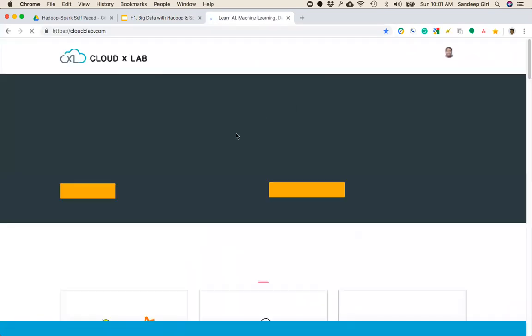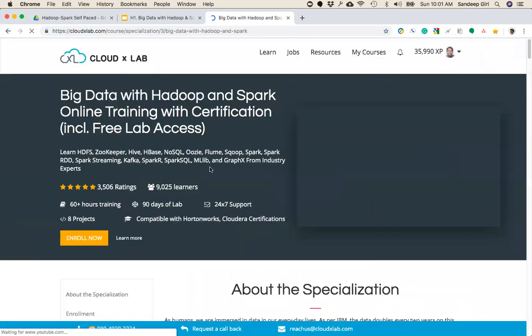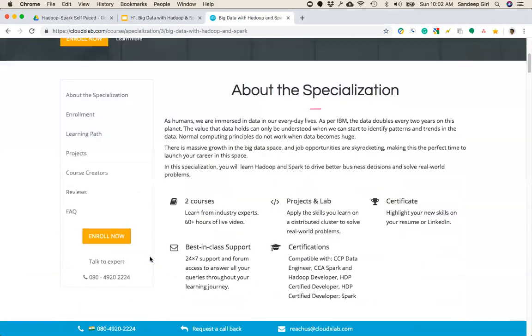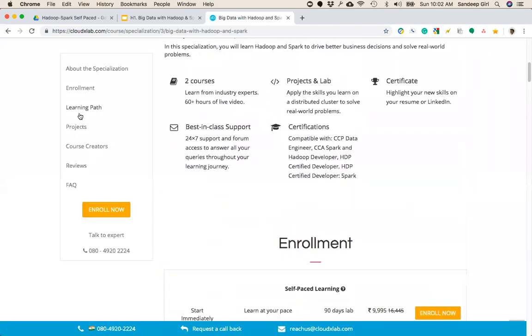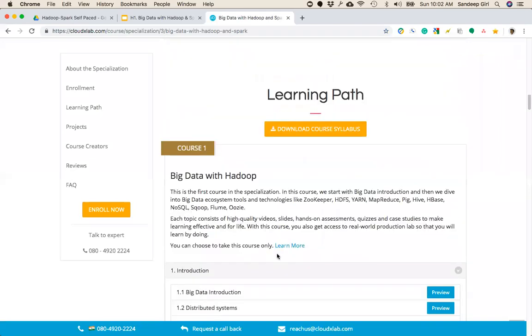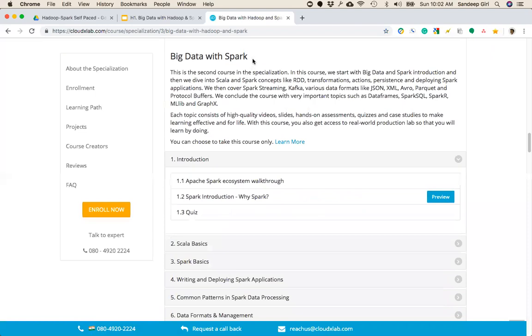You should take a look at this particular course, this one. This is a course which I strongly suggest to the learners. Take a look at the learning path. It basically has two parts to it. One is big data with Hadoop, and the other is big data with Spark.